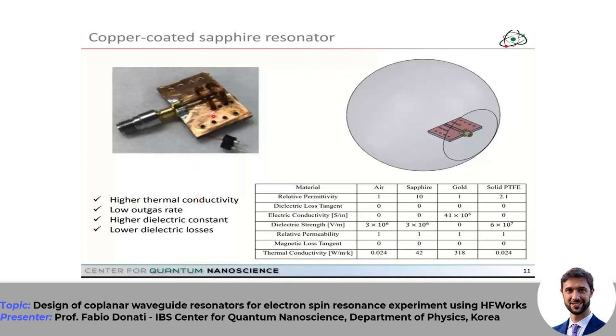So we use this to reach low temperature, and also because we need to stay at very low pressure. So we need a material which has a very low outgassing rate. In turn, sapphire has a higher dielectric constant, so this means it can confine the microwave more tightly in a smaller volume of space. Again, we approach our problem by modeling with SolidWorks and then simulating with HFWorks using the parameters that I showed here in the table.